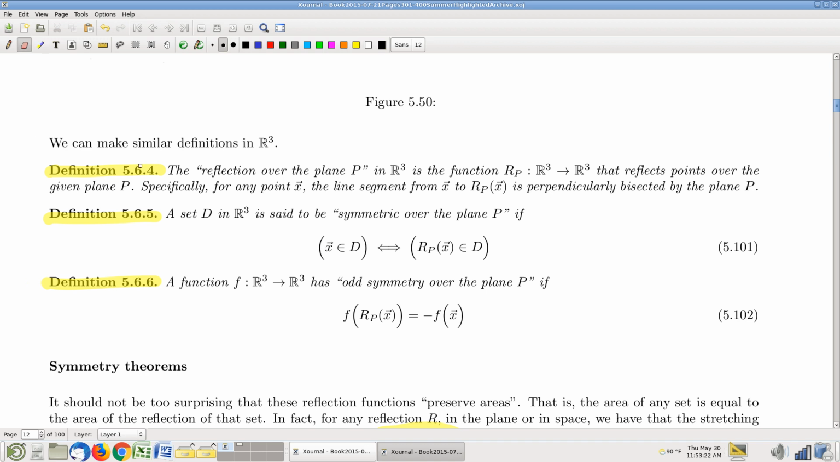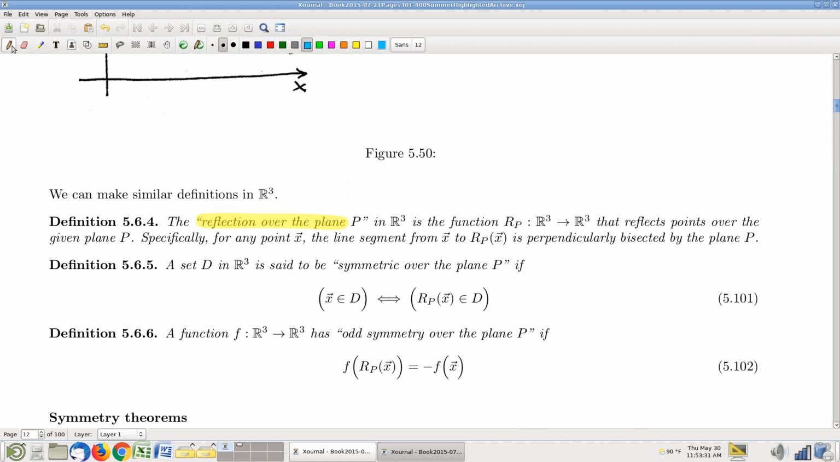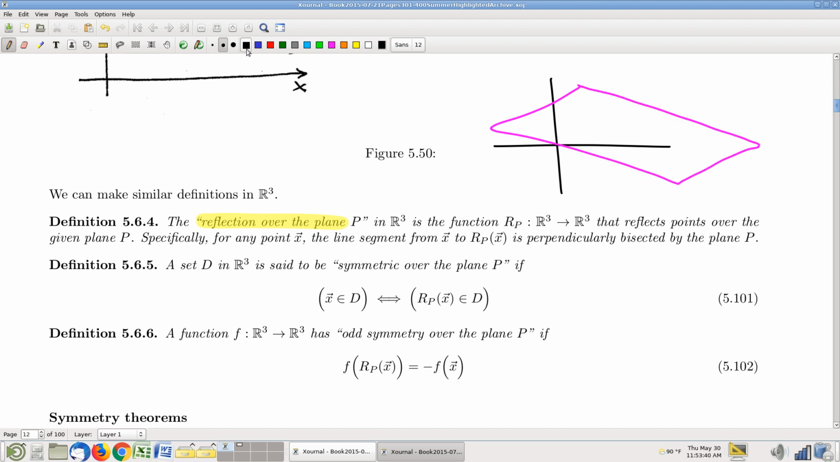Totally analogous definitions here in 3 dimensions. Reflection through a plane, over a plane, means this picture. Let me draw the picture real quick. If you have a plane like that, a reflection of this point means that you go perpendicularly, you get that point reflecting through the plane. So again, exactly what you think it means, right? Reflection through a plane.